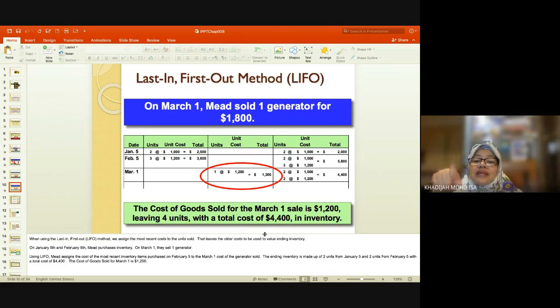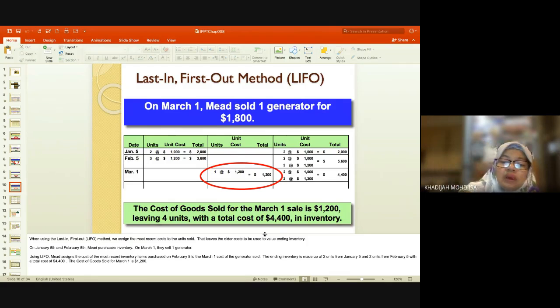So in this case, if you sell 1 unit, you akan ambil 1 unit from 1,200. Why? Because the 1,200 is the last in punya stock, which the most recent stock purchase. So you are going to take that stock to be your cost of goods sold. So your closing stock means that you still have the 2 units at 1,000, but the 1,200 units you only have left with 2 units. So your closing stock value is 4,400.